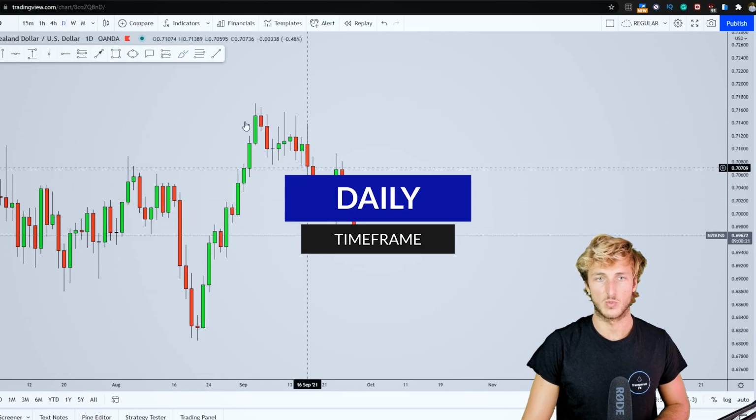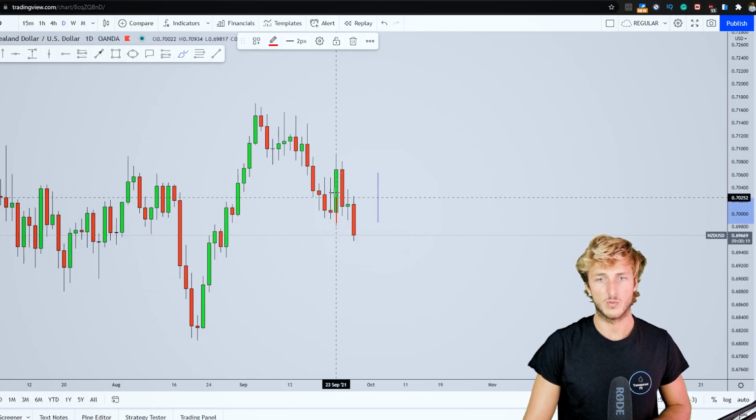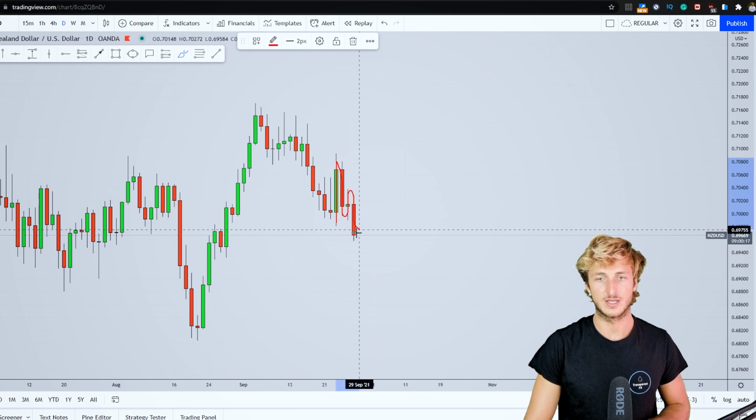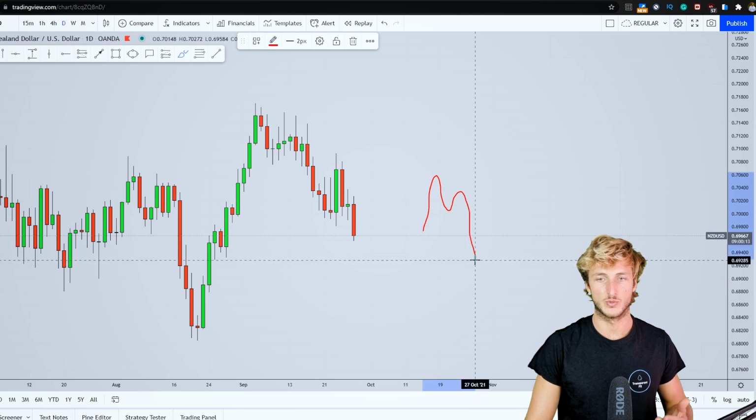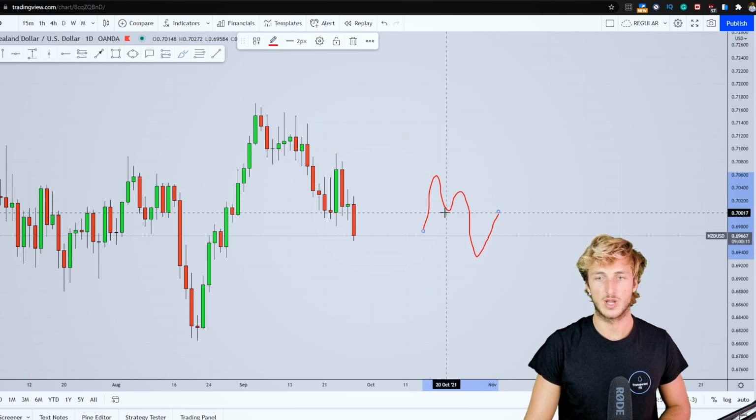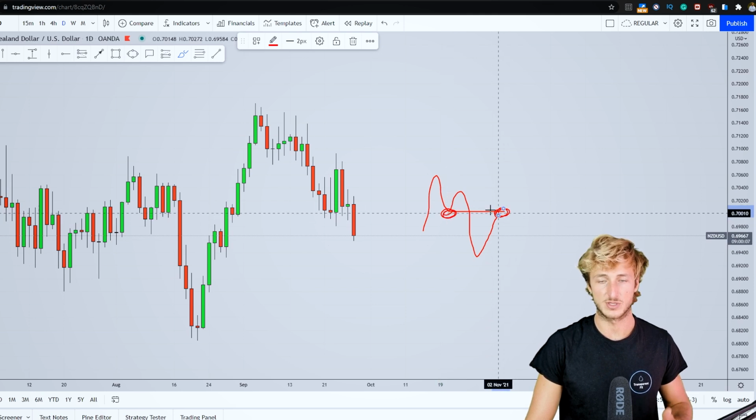Going down on the daily time frame, what do we see? Now here on the daily time frame, what we can see is that the market has just created this M pattern. Now, in general, after the creation of an M pattern, what you want to see is the market create a move to the upside to go and complete the pattern at the previous support turned resistance.